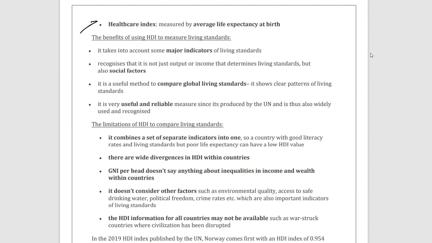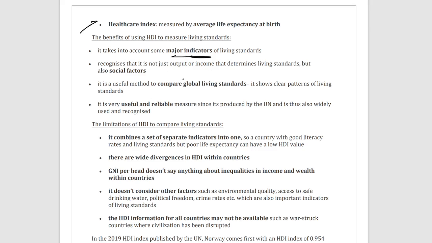Let's start with the benefits. The benefits of using HDI is, first of all, it will take into account major indicators of living standards. When we're talking about major indicators, we're looking at the three factors. Health is really important. Education, as I told you, is really important. And finally, income. Those three itself are really major in the economy. The GDP does not have a look at education, does it? Which was a disadvantage to that.